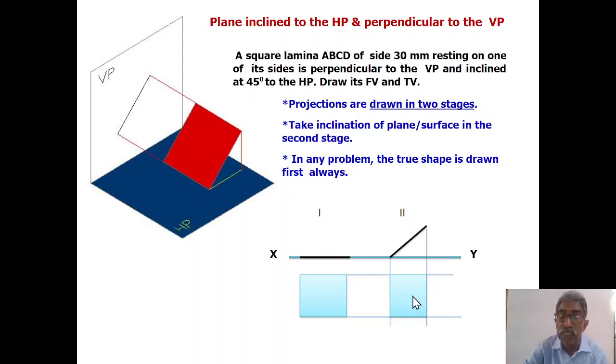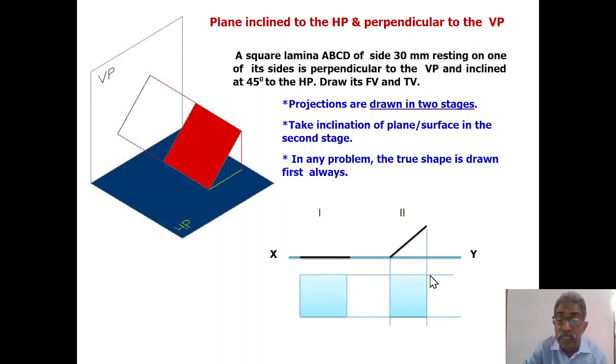Smaller than the square means it must be the rectangle, because the plane is inclined to the horizontal plane. Therefore, this figure gets reduced in one direction only. It gets reduced horizontally; vertically it remains the same. So that's why this is over the 30 millimeter. This 30 will remain the same, and this 30 gets reduced.